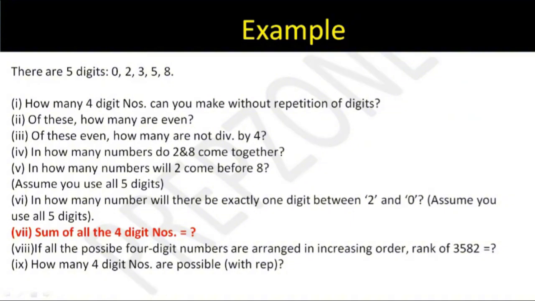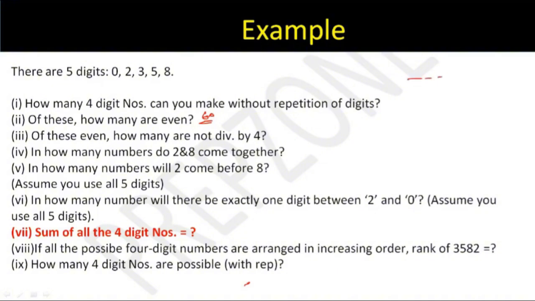The last 2 digits are divisible by 4. Good. So if the last 2 digits of a number are divisible by 4, then the number is said to be divisible by 4. Of these even numbers, in total हमारे पास 60 even numbers थे. पूछे कि 60 में से कितने नंबर है जो 4 से divisible नहीं है. How many of these numbers are not divisible by 4?